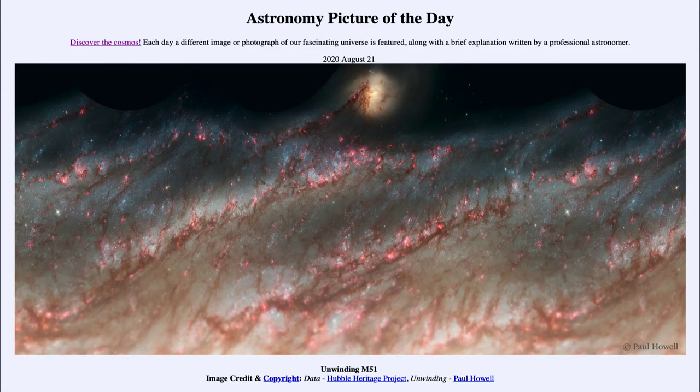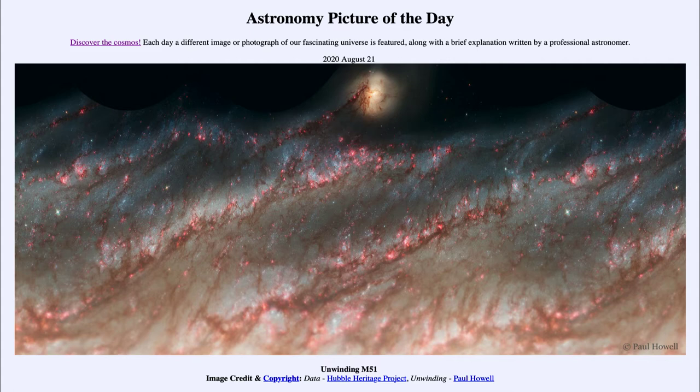One of the things that I like to do in each of my introductory astronomy classes is to begin the class with the astronomy picture of the day from the NASA website that is apod.nasa.gov/apod. And today's picture for August the 21st of 2020, well, it is titled Unwinding M51. So what do we see here?